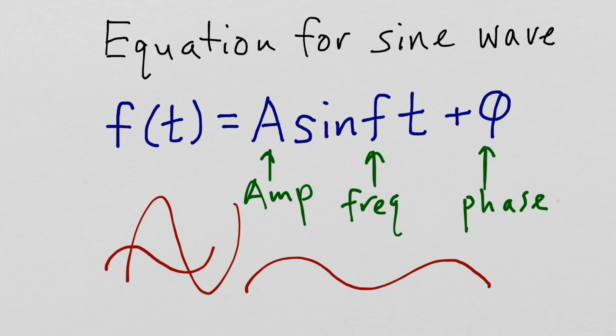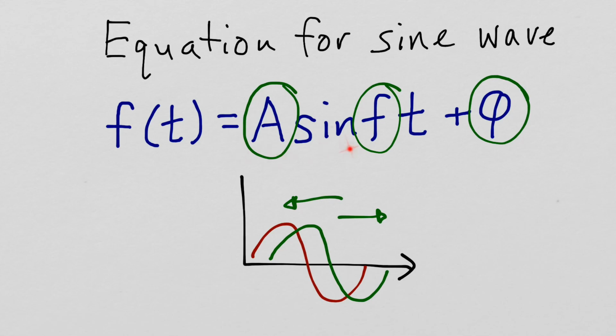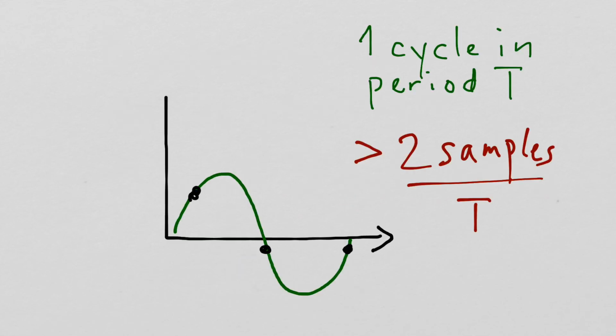So why, for the Nyquist rate, do we have to have 2 times the frequency of the highest frequency component in the complex wave if we're trying to recover all the frequency components in the wave? Well, it's because the sine wave equation has 3 unknowns, and so we need at least 3 data points or 3 samples over a cycle of each sine wave building up the complex waveform in order to recover all the frequencies in it. So there you go, that's the Nyquist rate.